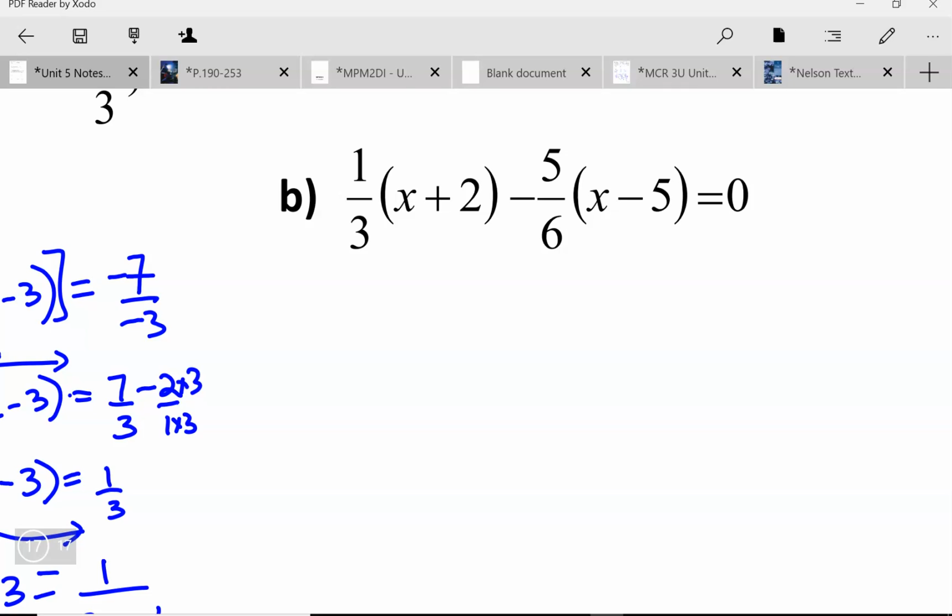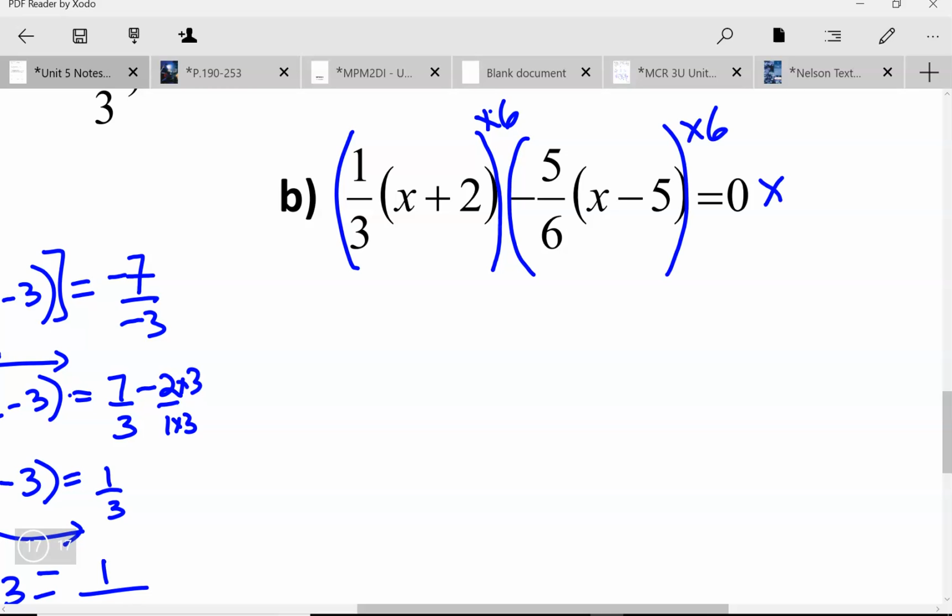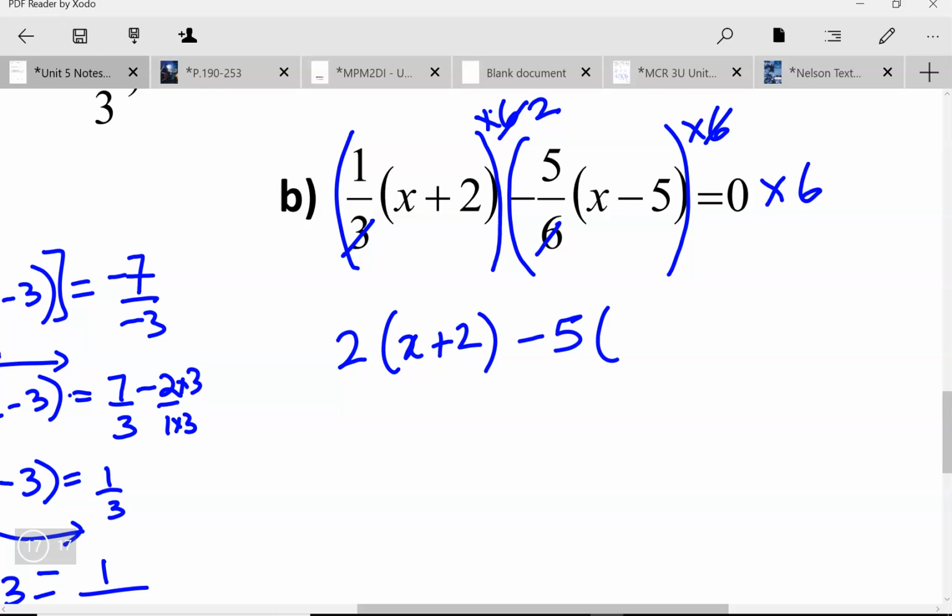Okay, we'll take a look at this guy. It looks to me that, again, we have two x's. So first I want to get rid of any fractions. So the lowest common denominator is 6. So I'm going to multiply everything by 6. Which is actually not that bad because 0 times 6 is just 0, of course. So 3 and 6 cross cancel to give me 2 bracket x plus 2. And then 6 and the 6 cancel. And I'm left with minus 5 bracket x minus 5 just equals 0, right?